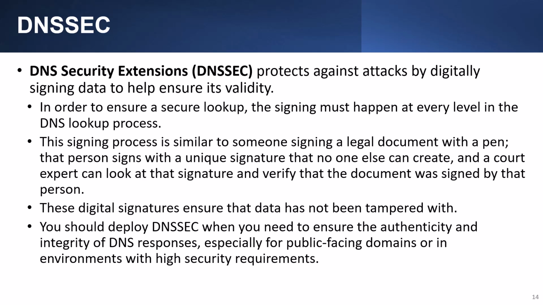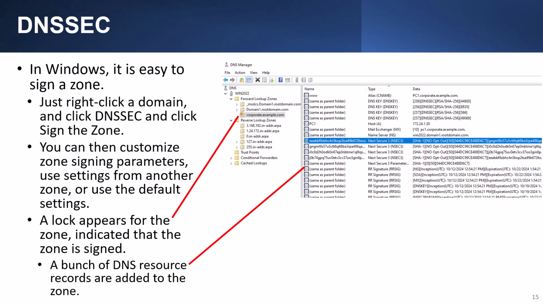You should deploy DNSSEC when you need to ensure the authenticity and integrity of DNS responses, especially for public-facing domains or environments with high security requirements. In Windows, it's easy to sign a zone. Just right-click a domain, click DNSSEC, and click Sign the Zone. You can then customize zone signing parameters, use settings from another zone, or use the default settings. A lock appears for the zone, indicating that the zone is signed. A bunch of DNS resource records are added to the zone.